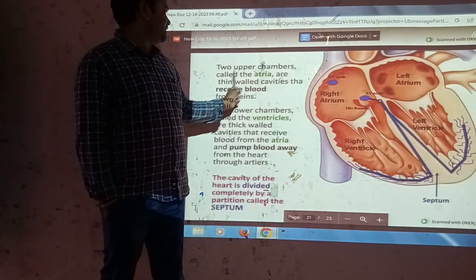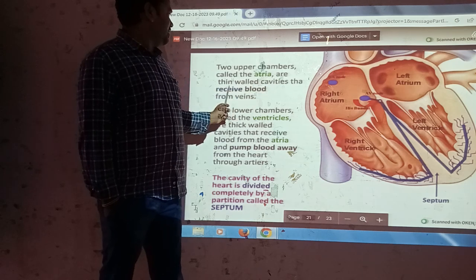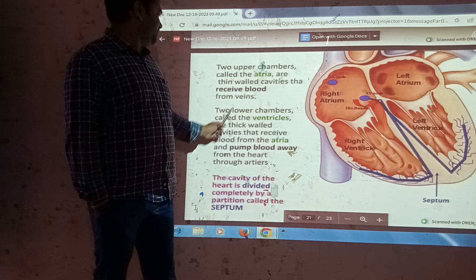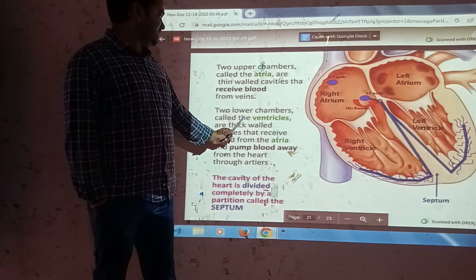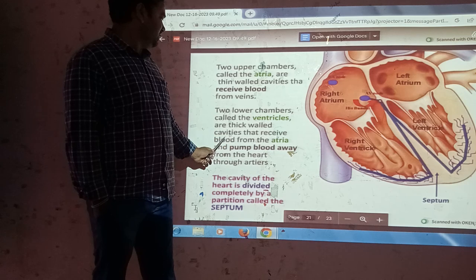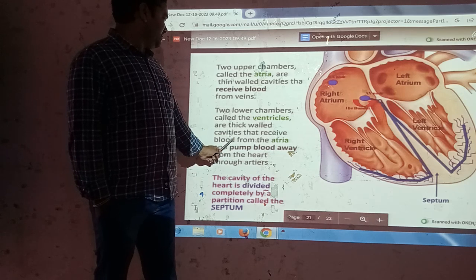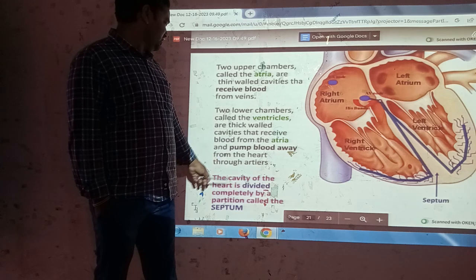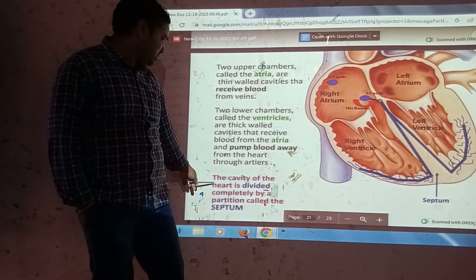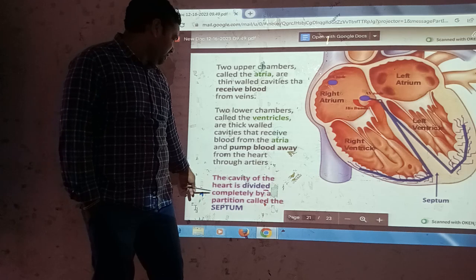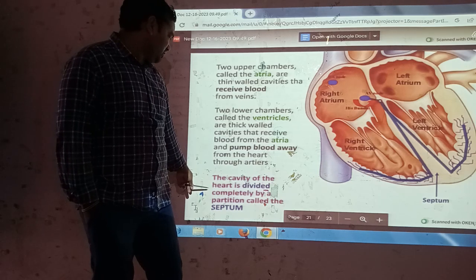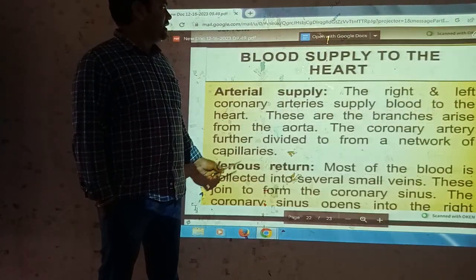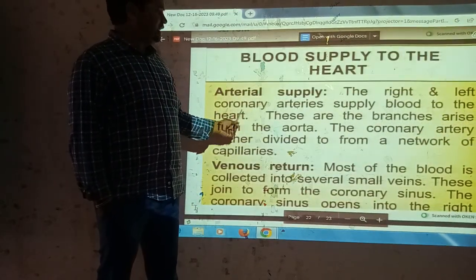The two upper chambers called the atria are thin walled cavities that receive blood from the veins. The two lower chambers called the ventricles are thick walled cavities that receive blood from the atria and pump blood away from the heart through the arteries. The cavity of the heart is divided completely by the partition called the septum. Next, this is the blood supply to the heart structure.